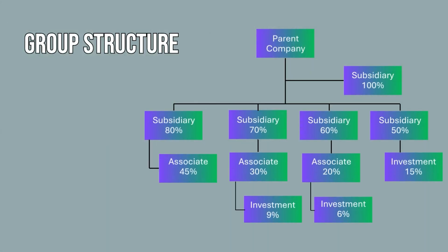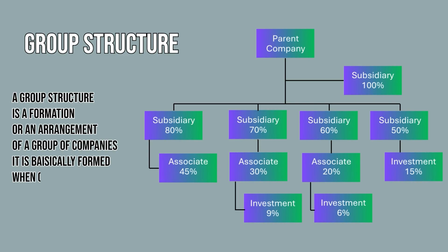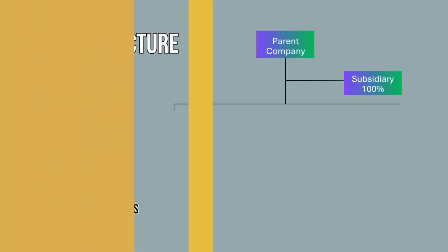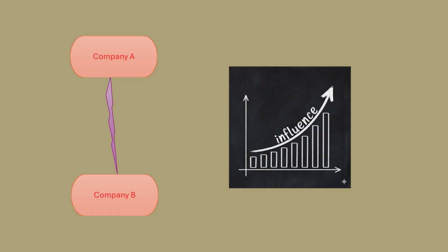Now let's talk about what a group structure is. A group structure is a formation or an arrangement of a group of companies. It is basically formed when one company directly or indirectly owns one or more companies. Now, what does it mean? When a company invests in another company, the accounting treatment depends upon the level of influence that it gains.